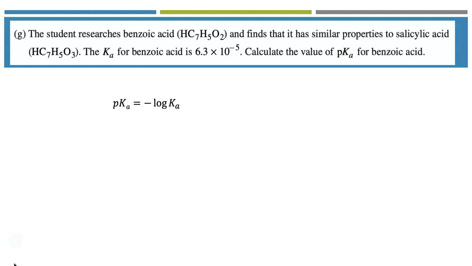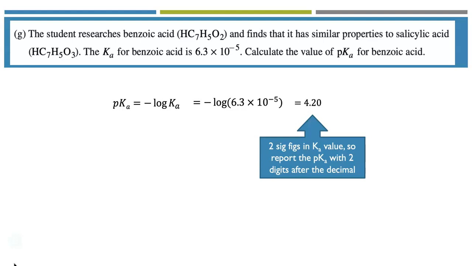So all we have to do is substitute and evaluate. So it's the negative log of 6.3 times 10 to the minus 5. And I'm going to do my calculation, and I get 4.2. I do want to point out that since my Ka value had 2 sig figs in it, I'm going to report my pKa with 2 digits after the decimal. Trying to be careful about my sig figs here.